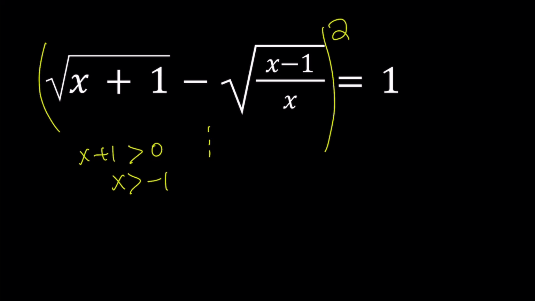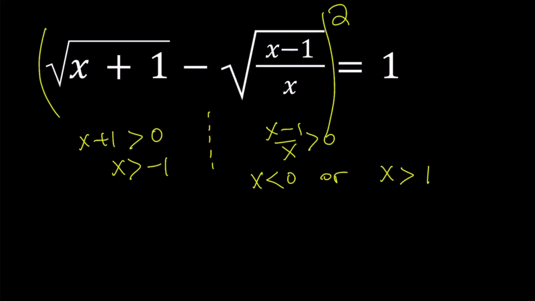And the other radical tells us that x minus 1 over x needs to be greater than 0. And that just means that x should not be between 0 and 1. It needs to be outside that interval. Since x can't be 0 or 1, it basically needs to be either x less than 0 or x greater than 1.